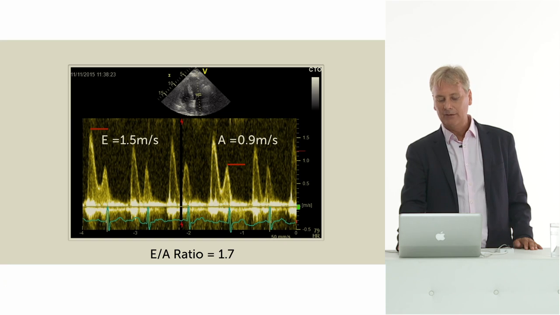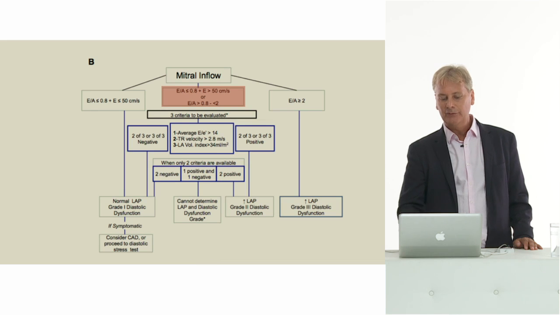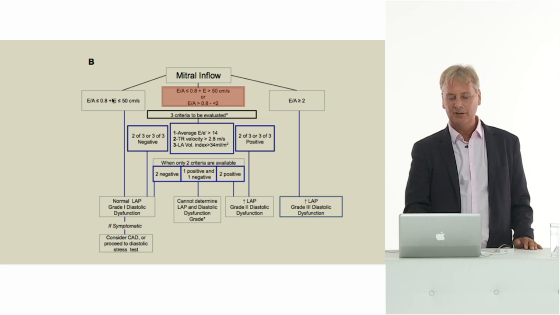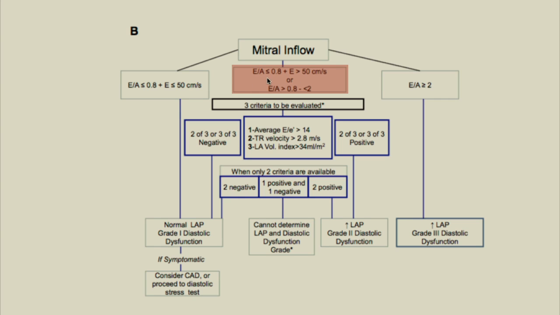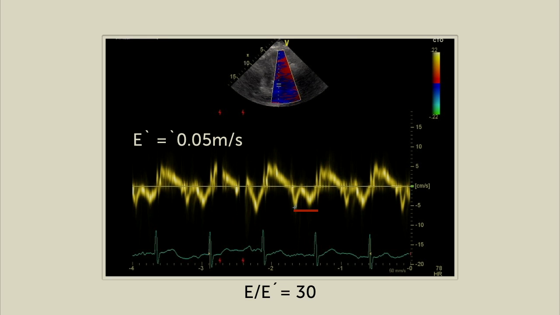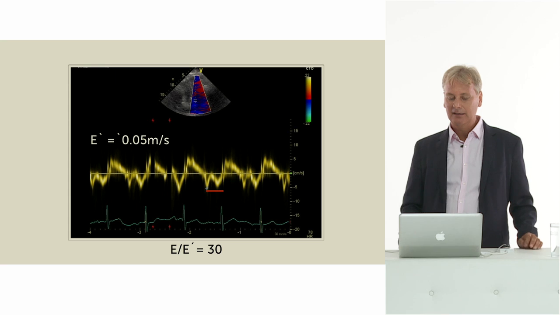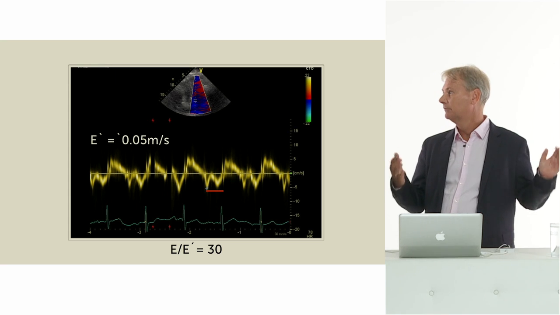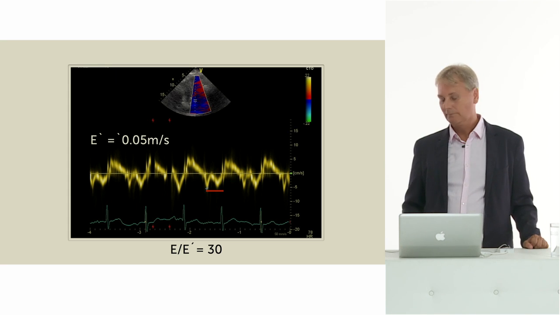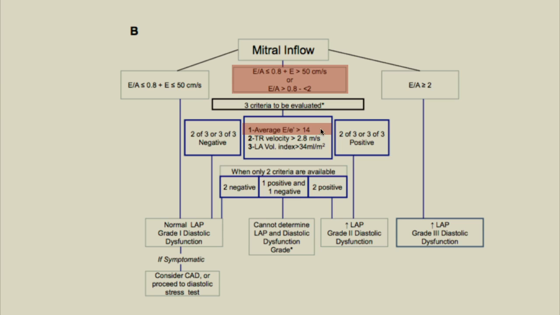So this would basically mean that we've got an E to A ratio of 1.7, which would show us that we're in this category here. So it's not impaired relaxation. So we have to now look at more parameters, and we'll do this by looking at the E to E prime. And here we get an E prime of 0.05 and an E to E prime ratio of 30. So if this criterion is fulfilled, it's definitely not normal. Right, so we again have a positive value right up here. So one criterion is positive.